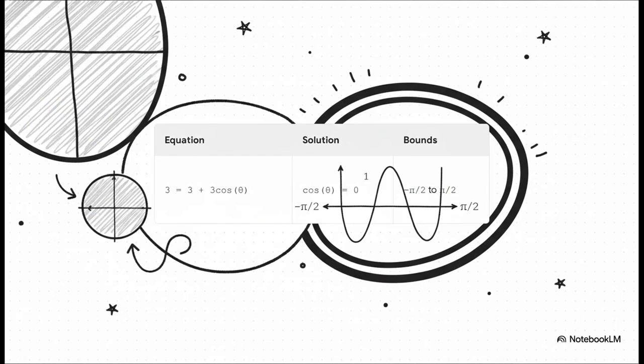Okay, step 1, find the bounds. To find where they intersect, we just set the two equations equal to each other. So 3 equals 3 plus 3 cos theta. That simplifies down really nicely to cos theta equals 0. And on the unit circle, that happens at negative pi over 2 and pi over 2. Those are our bounds. That's the angular region we need to sweep through.